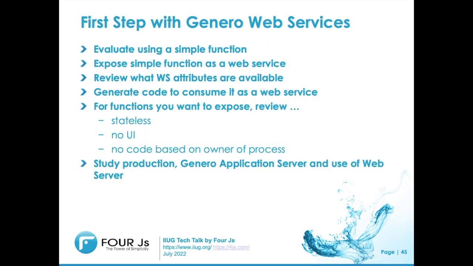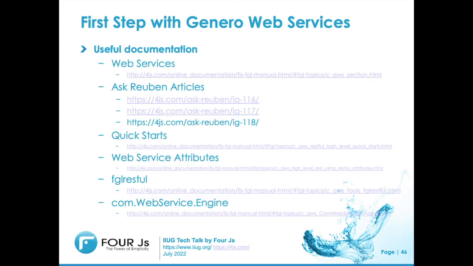So the first step to the Genero web services: evaluate using a simple function, expose it as a web service, note how you can consume it, generate code to consume it as a web service, and then review what web service attributes are available and you might want to incorporate within your web services. For functions you want to expose, review and look at how stateless they are. Make sure there's no user interface, and also no code based on the owner of the process.